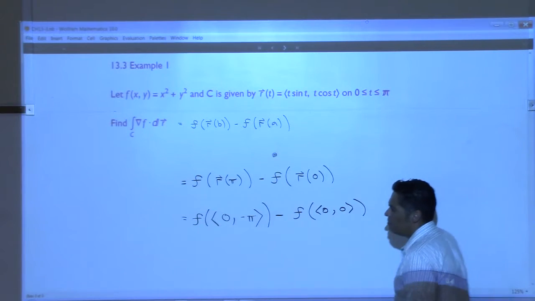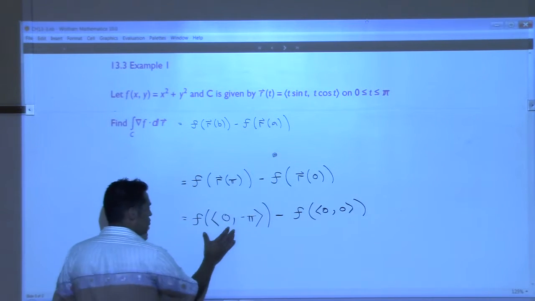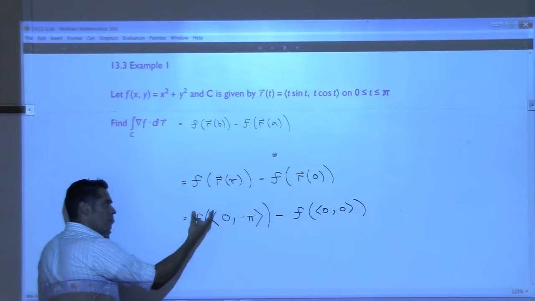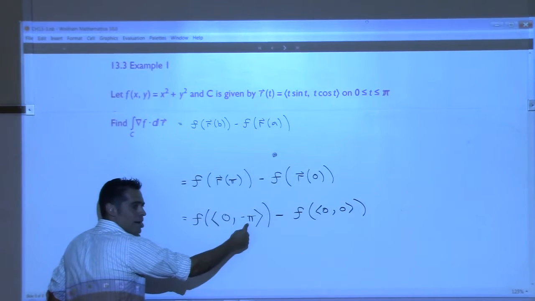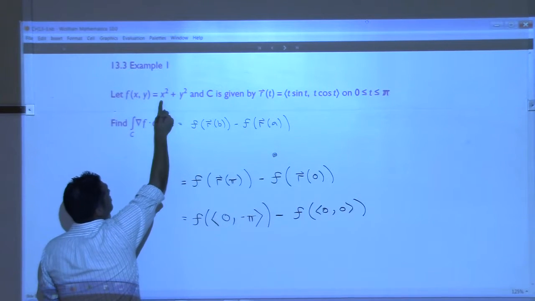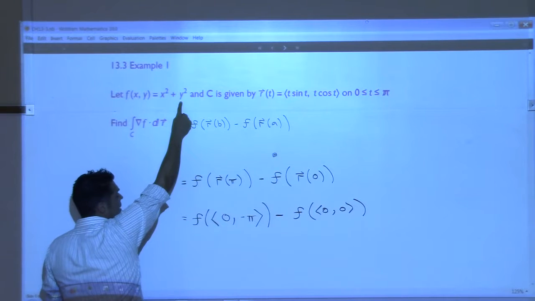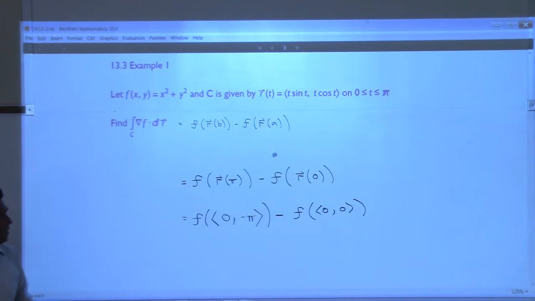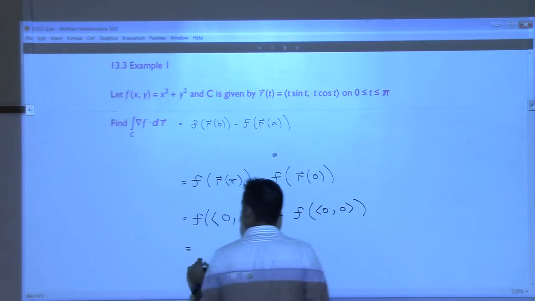Now, I told you a few classes ago that this notation is weird because you're trying to plug a vector into a scalar function. But all this really means is this is x and this is y. So you're going to go into your scalar function right here, replacing x with 0 and then with negative pi, and then you subtract 0 and 0. Make sense? So we get, let's see.